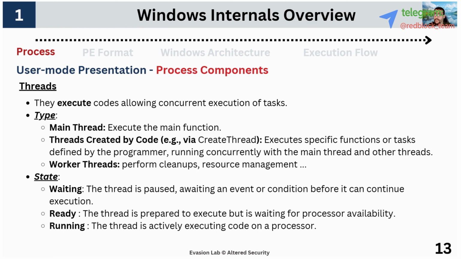Worker threads are used for background tasks like cleanup, resource management, or input-output operations. They are typically created by thread pools or system services to offload repetitive tasks, improving performance. Threads can be in one of several states, depending on their execution stages. They can be in the waiting state. In this state, the thread is paused and waiting for an event or condition to occur before it can continue execution. For example, a thread might wait for user input or for data to be read from a file.